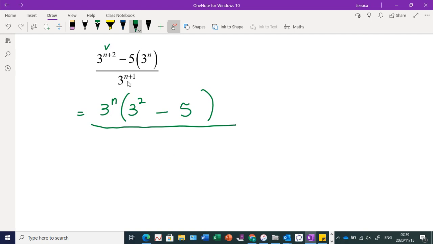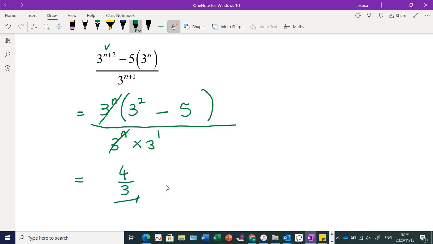On the denominator, I've got 3 to the n plus 1. I could write that as 3 to the n times 3 to the 1. I don't have to do it like that, right? I could just sort it out when I do my division. But in fact, now, I can divide the top by 3 to the n and the bottom by 3 to the n. On the top, I've got 9 minus 5, which is 4. And on the bottom, I've got 3.